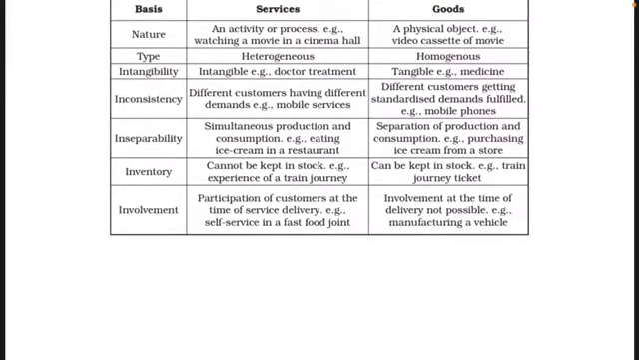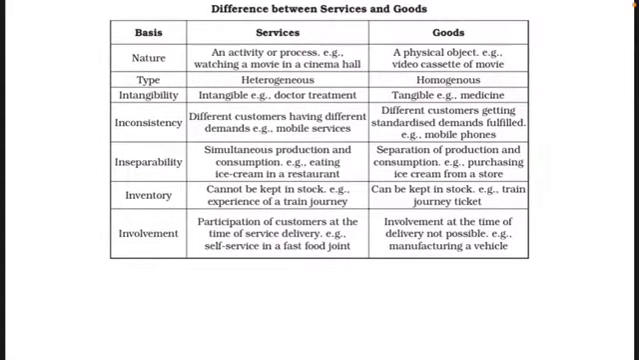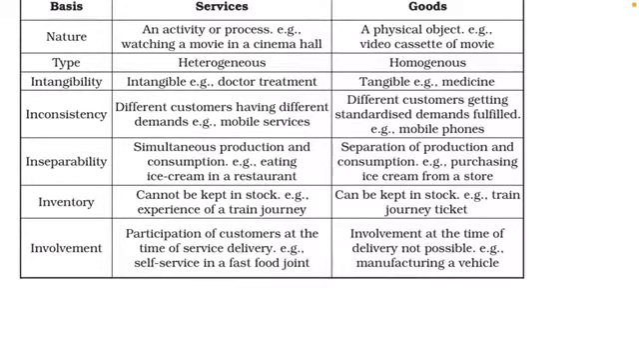Yes, you cannot separate production and consumption because production and consumption should be at the same time. I told you that the service should be provided at the time of demand. But in case of goods or products, the separation of production and consumption can be done because you can produce the thing and store it for future use. Inventory: you cannot keep inventory in services, but you can keep inventory in case of goods.